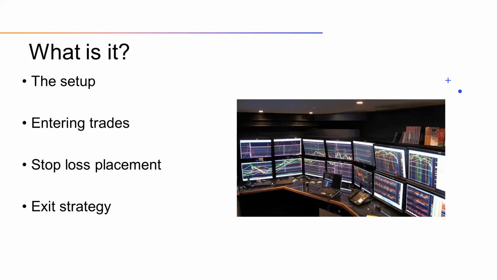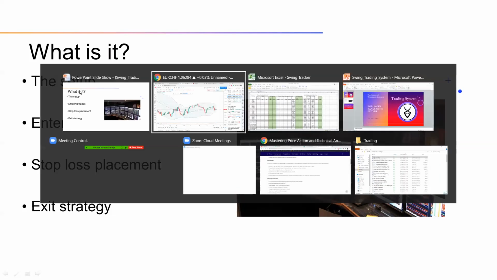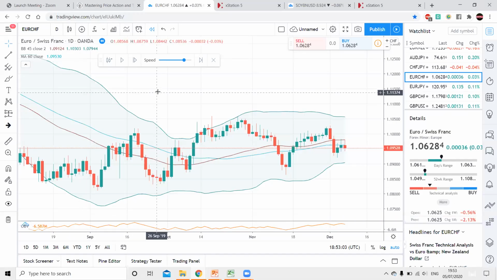So there's 4 different parts to a trading system. The setup in terms of indicators and analysis patterns that you use, your strategy for entering trades, your stop loss placement, and then your exit strategy. So let's talk about how the swing trading system works. And I'm going to show you some examples of trades using the system as a way of explaining how it works.